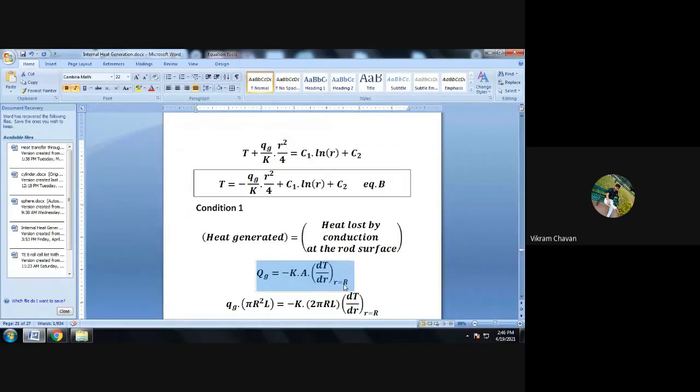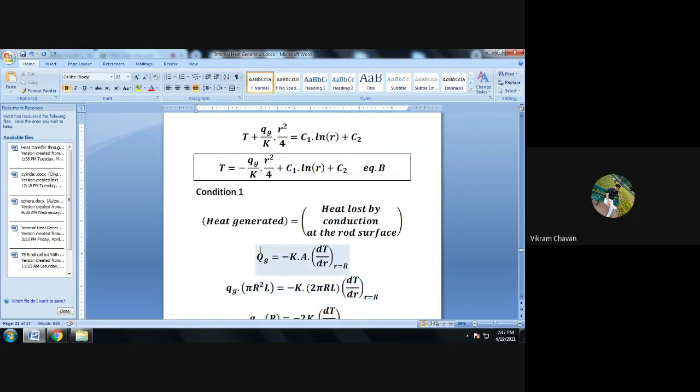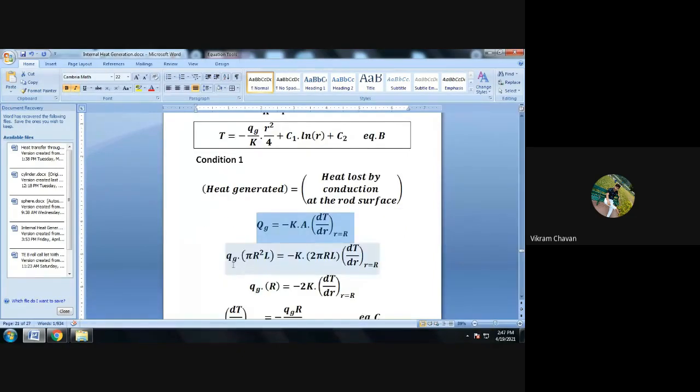Complete rod का radius कितना है? Capital R इतना है. तो surface हमें कहाँ पे मिलेगा? Capital R पे ही मिलेगा surface. So we can say that when small r is equal to capital R, whatever heat is conducted to that point is nothing but heat lost by conduction at the rod surface. Then what is meant by Qg? Qg is nothing but heat generated per unit volume per unit time multiplied by its volume. तो rod का वॉल्यूम कितना होता है?